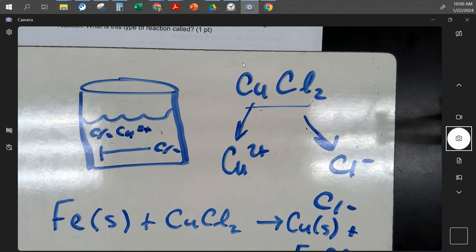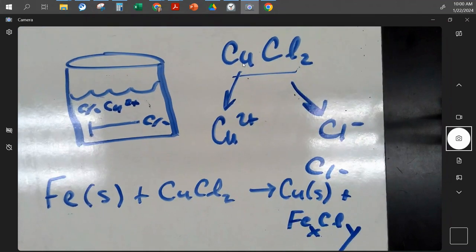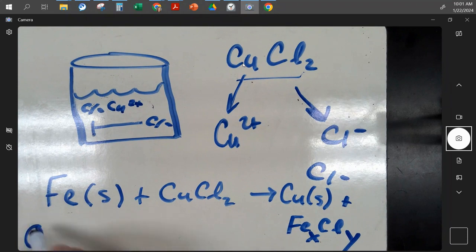Iron is going to be, this is what we're trying to figure out. We're trying to figure out this ratio. We don't know how many irons to chlorines yet. Do you remember what this reaction was called from chapter 5, the very last topic? This one's called an oxidation reduction reaction. Do you remember that from chapter 5? Kind of? Good.